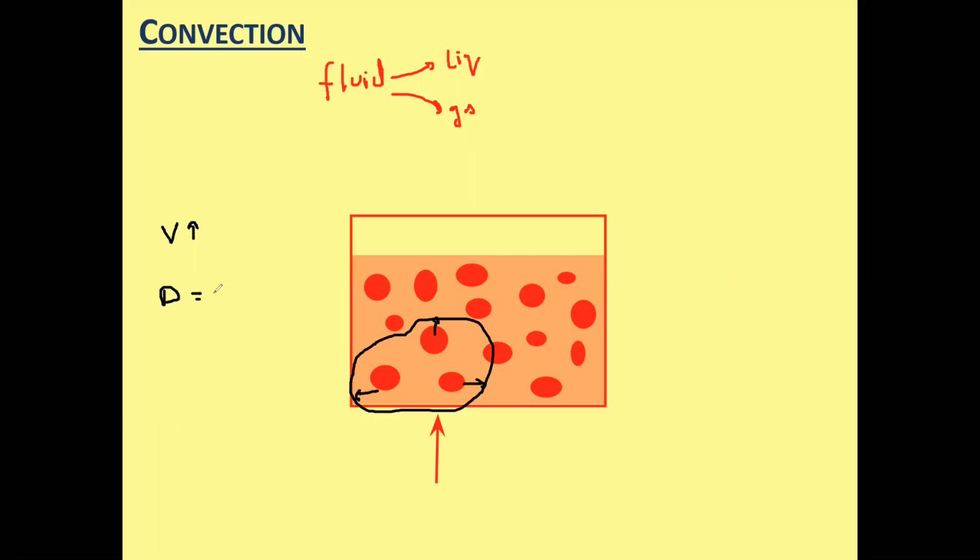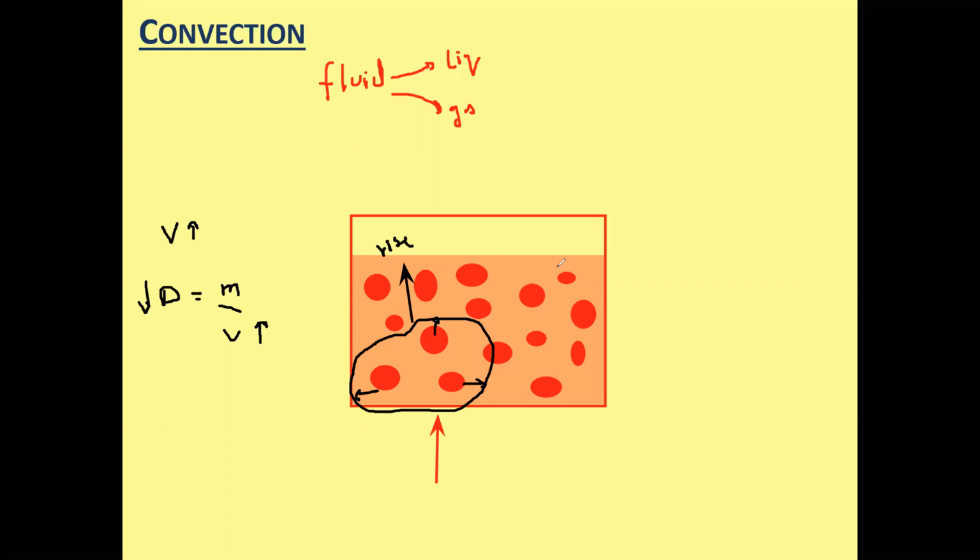Density is mass over volume. There are three particles. So as the volume increases, the density will decrease. As the density is decreasing, what will happen when we have a low density material? They tend to rise up. So this group of particles starts to move up, or they start to rise.